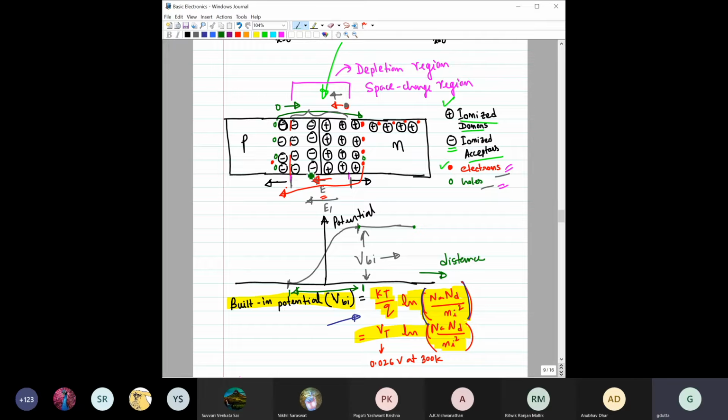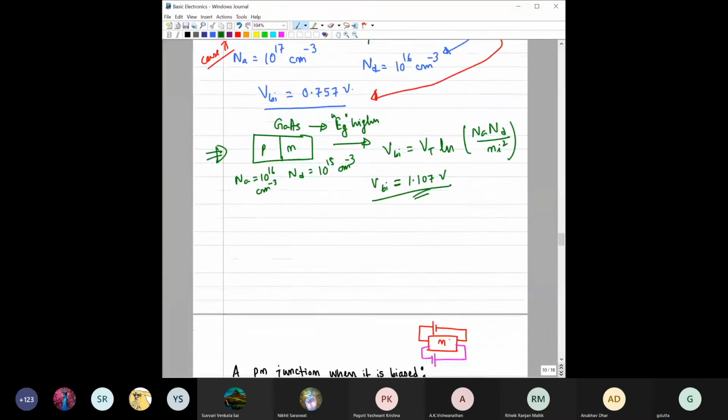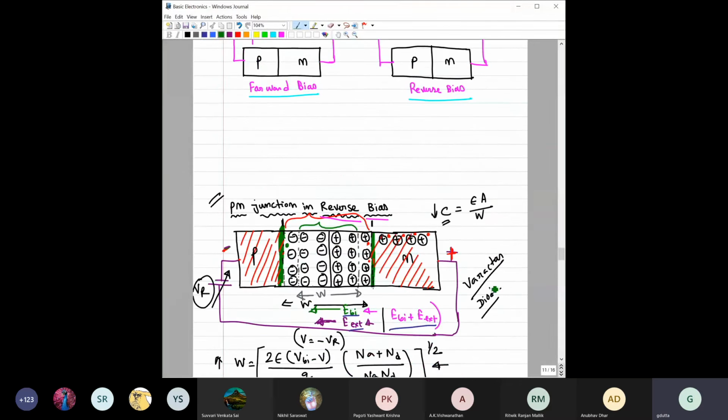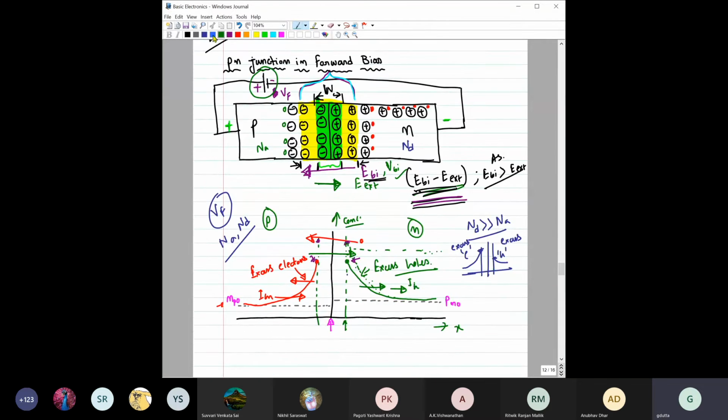You understand? So this is when we have not applied any bias. But when we apply a bias, for example in reverse bias, we have seen there is almost no current except the leakage current. But in forward bias, by applying a constant voltage VF, we have made this VBI minus the resultant electric field in the depletion region lower than the equilibrium value. As a result, the holes and electrons will keep on moving.